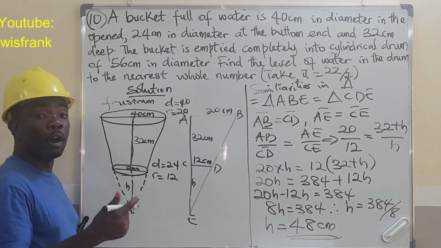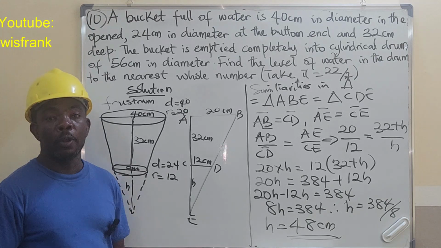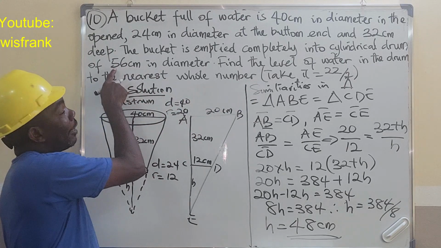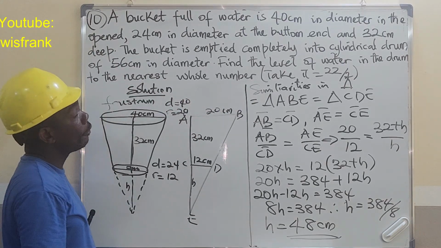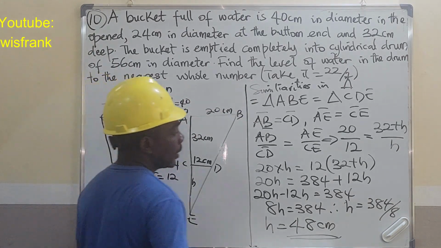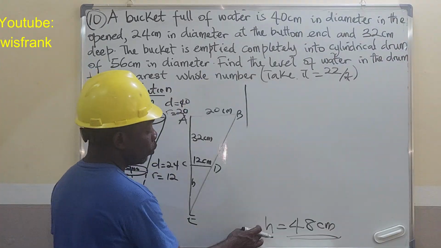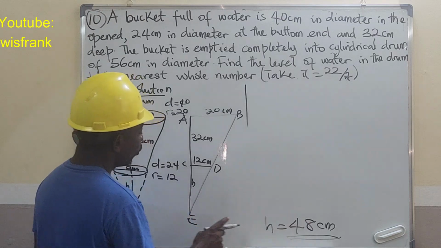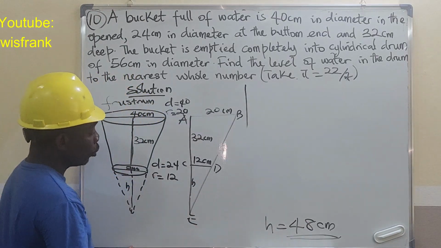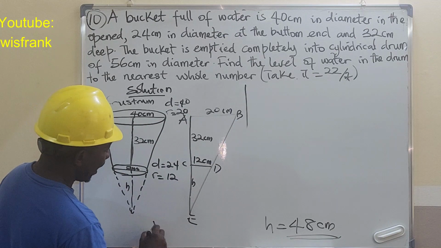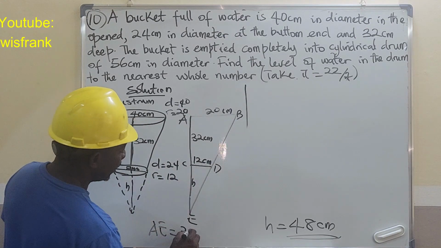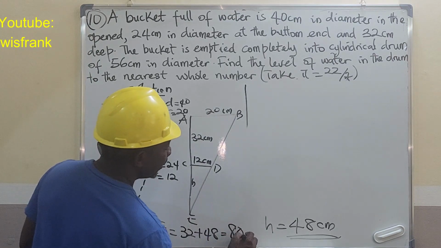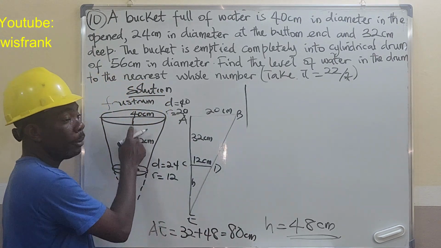So that volume of the frustum will be equal to the volume of the cylindrical drum that the water was poured into that had 56 cm of diameter. So let's clean this other side. In this case, we have the height of this smaller cone as 48 cm. So the height of the entire bigger cone, that is AE, equals 32 plus 48 cm, which is equal to 80 cm. That is the height of the bigger cone.